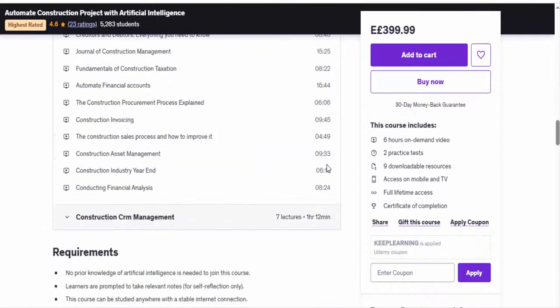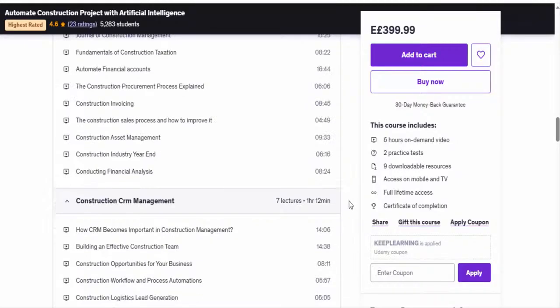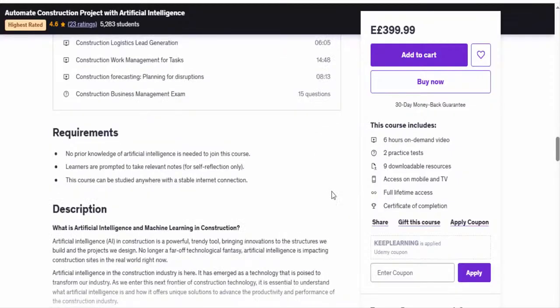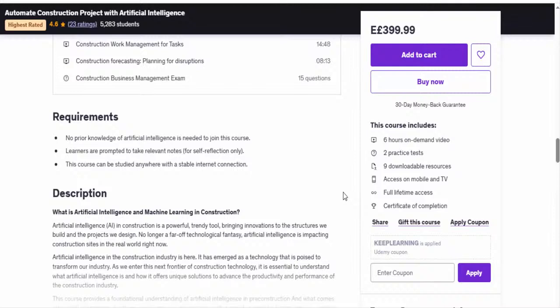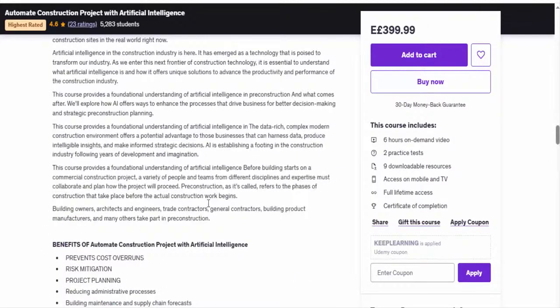This course provides a foundational understanding of artificial intelligence in the data-rich, complex modern construction environment and offers a potential advantage to those businesses that can harness data, produce intelligible insights, and make informed strategic decisions. AI is establishing a footing in the construction industry following years of development and imagination. This course provides a foundational understanding of artificial intelligence before building starts on a commercial construction project.